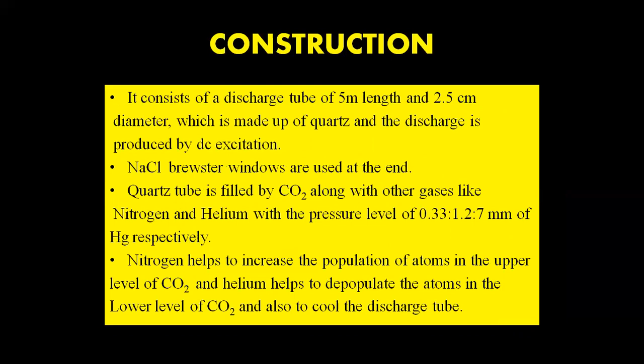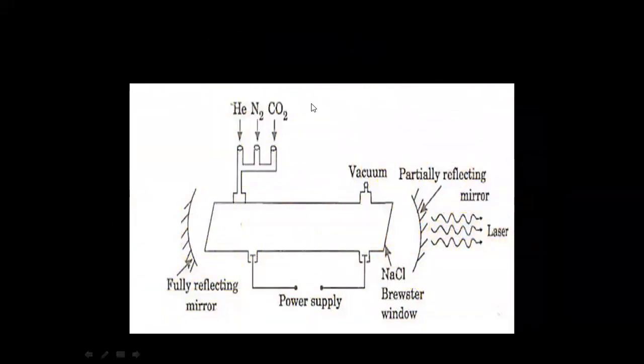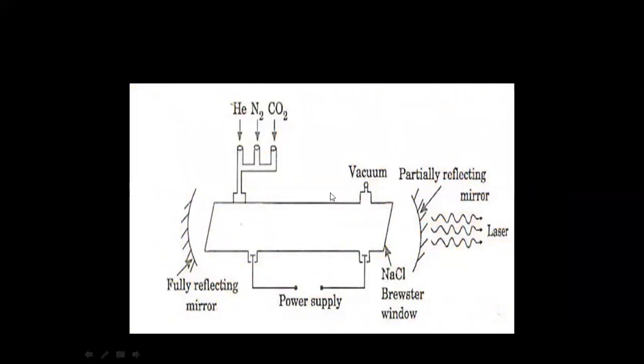It consists of a discharge tube of 5 meter length and 2.5 centimeter diameter, which is made up of quartz, and the discharge is produced by DC excitation. Here, this is actually a discharge tube of 5 meter length and 2.5 centimeter diameter. Here, the process of pumping is made by the electric discharge method.